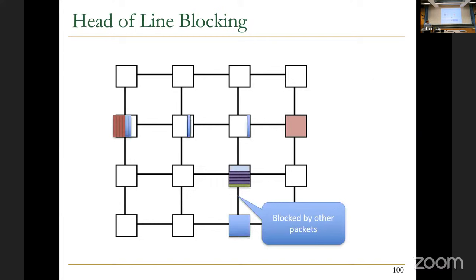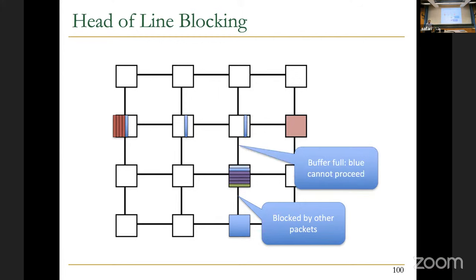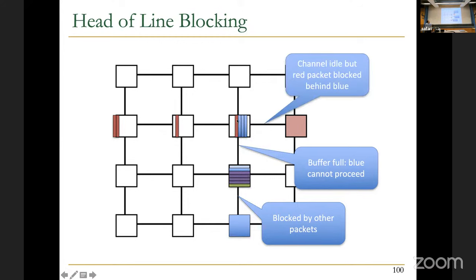This animation shows the head of line blocking issue. There are two flows here, the red and blue. The blue one wants to go to this destination, and the red one wants to go to that destination. We are sending a blue flit, but at some point this intermediate node gets full and we cannot proceed anymore. So we need to store this blue packet in this intermediate node, right? Then the red one is sending a transfer in the network, but it cannot proceed, even though this link is idle. Why? Because it's waiting for the blue one to get scheduled. That's the head of line blocking issue.